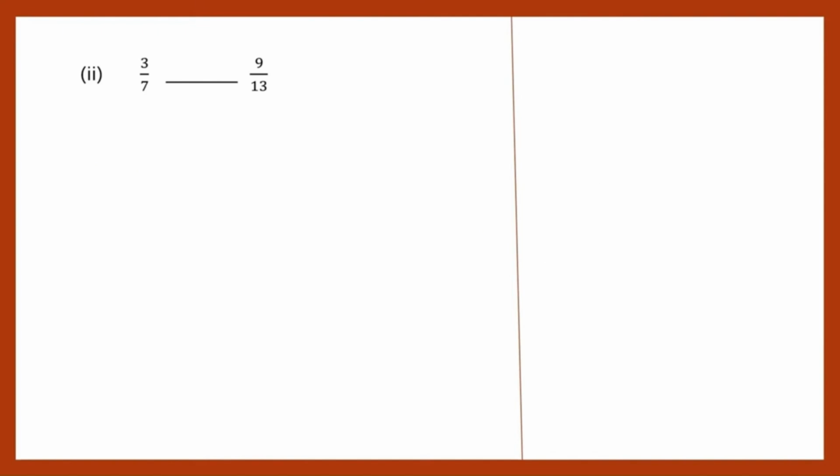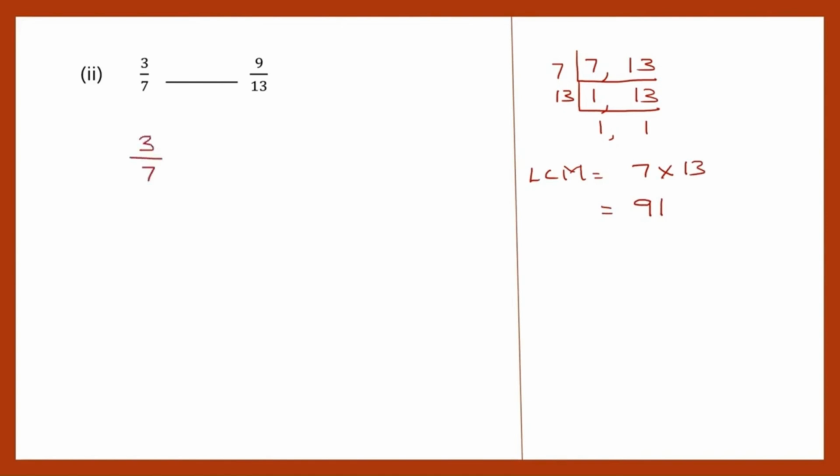Question 2. Let's find the LCM of the denominators, 7 and 13. 7 ones are 7, 13. 13 ones are 13. So LCM is 7 into 13. 13 sevens are 91. So we're going to use 91 as a common denominator. So let me write down the fractions, 3 by 7 and 9 by 13. And the denominator is 91.